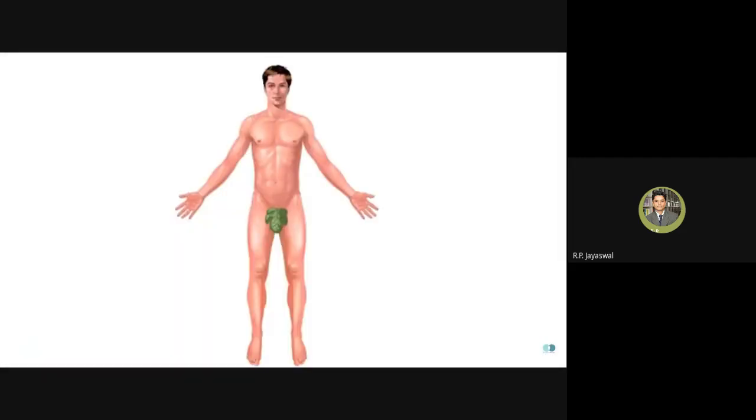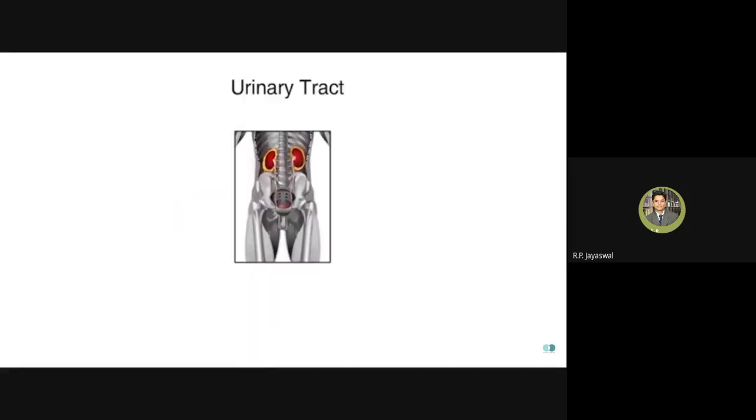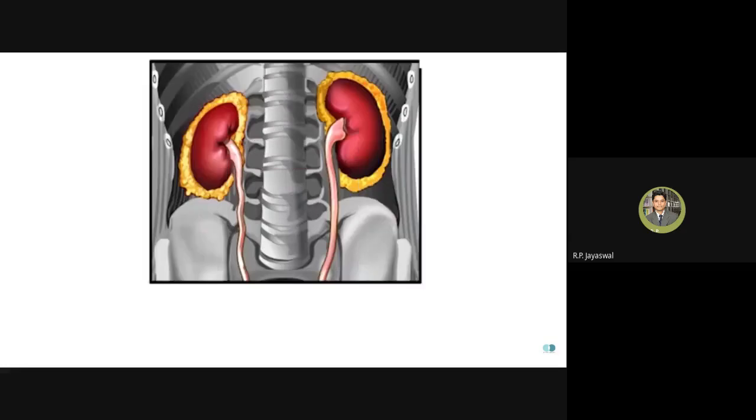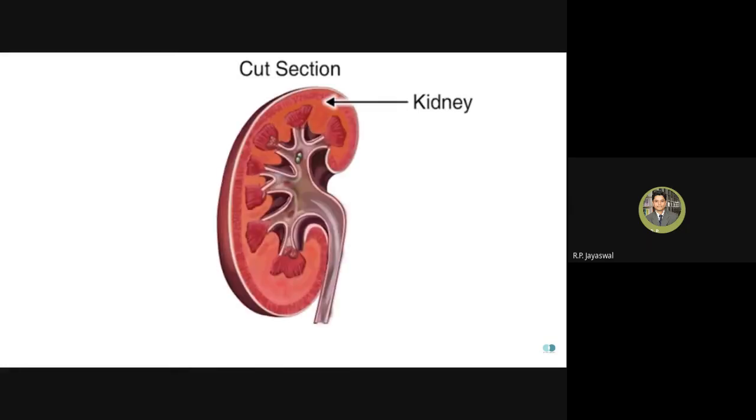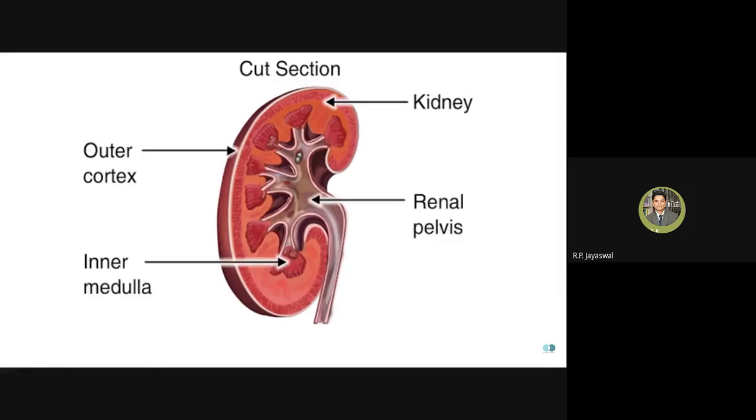Before we talk about how kidney stones are formed, take a moment to become familiar with the urinary tract. The urinary tract includes the kidneys, ureters, bladder, and urethra. Now let's enlarge the kidney to get a closer view. Here's a cross-section of the kidney. Urine flows from the outer cortex to the inner medulla. The renal pelvis is the funnel through which urine exits the kidney and enters the ureter.